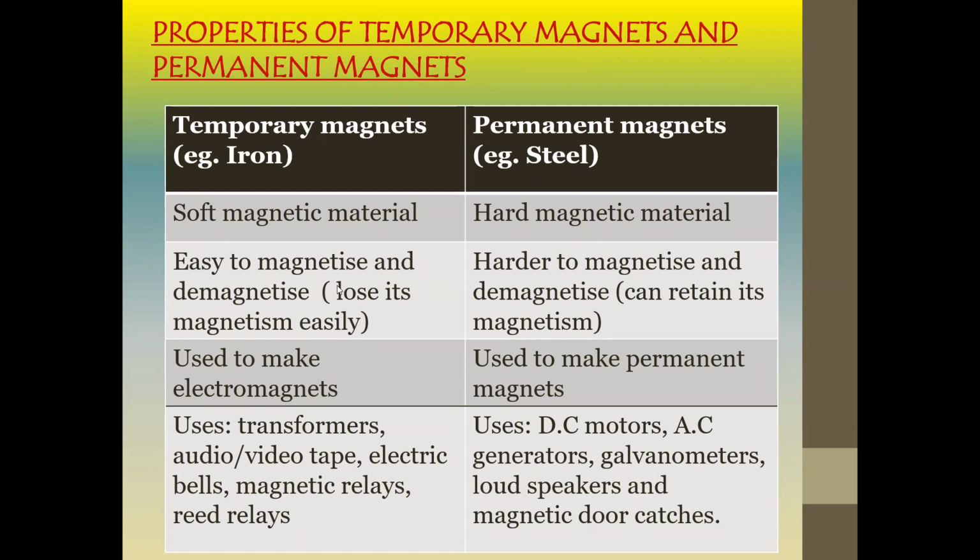What is the definition? Temporary magnets or soft magnetic materials are easy to magnetize and they lose their magnetic property quickly. But hard magnetic materials are difficult to magnetize, but they remain magnetized for a longer period of time. Temporary magnets are used in electromagnets, whereas hard magnetic material, or steel, is used to make a permanent magnet. And these are some uses. You don't have to learn all of them in detail. These are some uses of the permanent and temporary magnet. So this table is just for information.